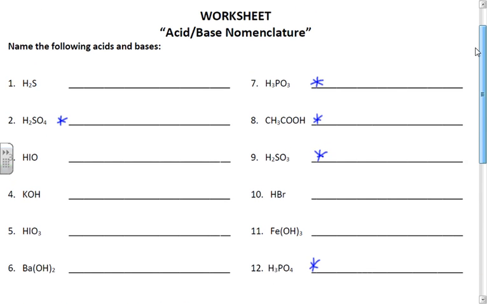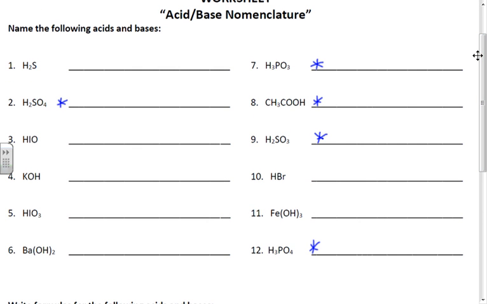So, first thing I would do is go through and label them as either an acid or a base. And we know it's going to be an acid whenever it starts with a hydrogen. So we've got acid, acid, acid, base. Base is going to end with OH. Acid again because it starts with H, and base.